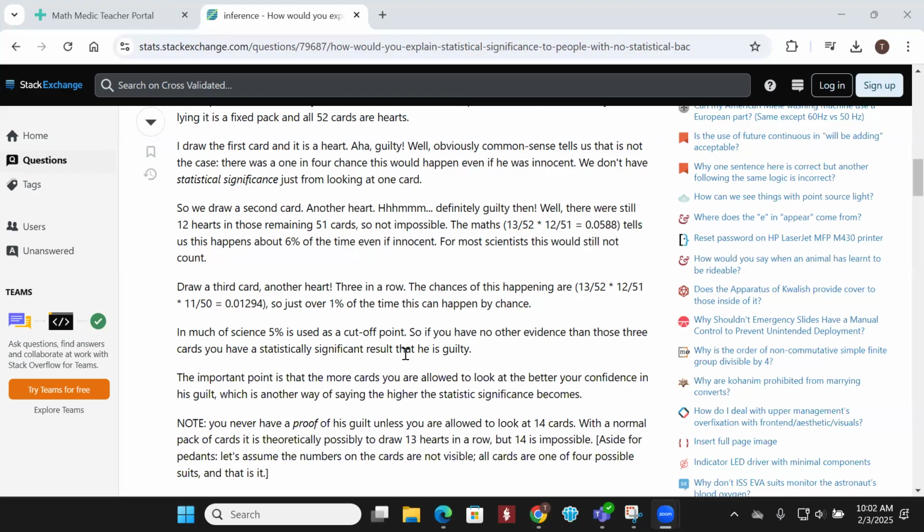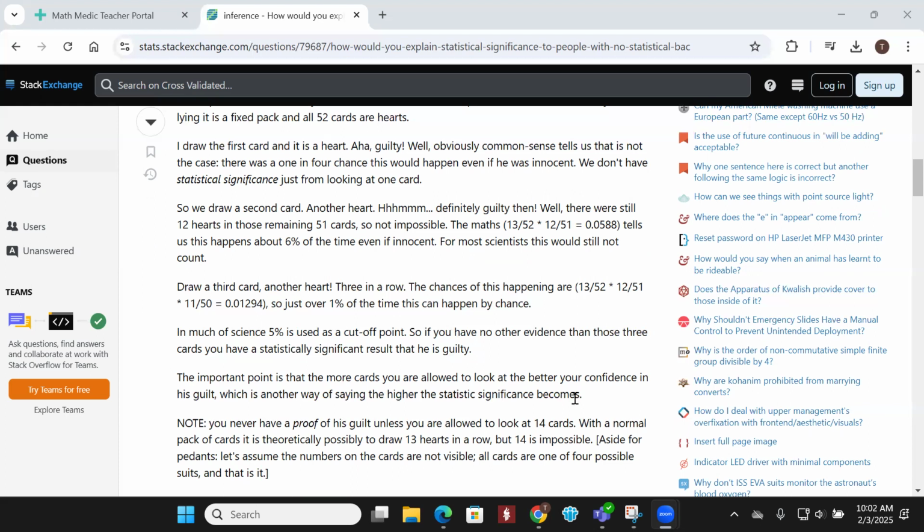Everybody got it so far? In much of science, 5% is the cutoff. So if you have no other evidence than those 3 cards, you have a statistically significant result that he is guilty. Yes. The important part is that the more cards you're allowed to look at, the better your confidence that he is guilty, which is another way of saying the higher the statistical significance becomes. Does that help?